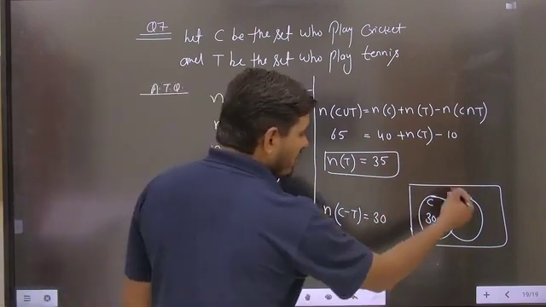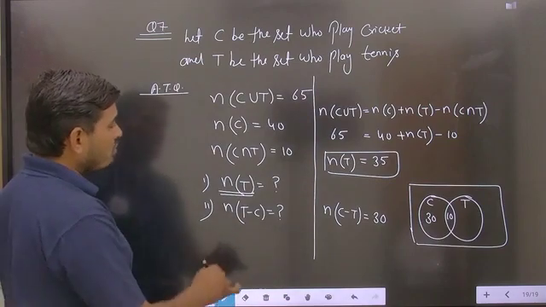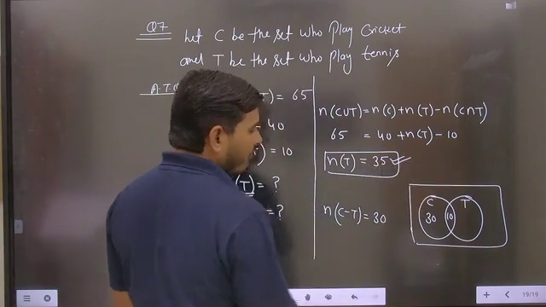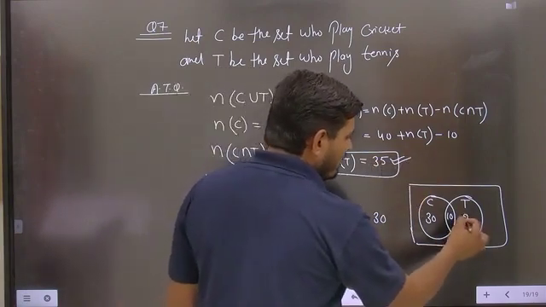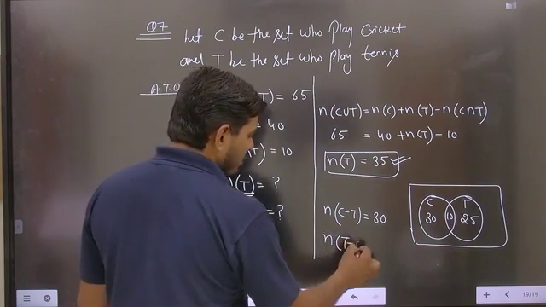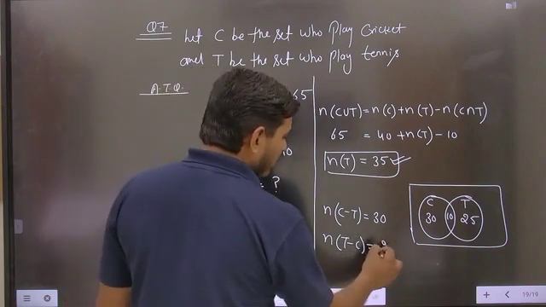Next, the number of persons who like tennis only. In the case of tennis, you will obtain the total persons equal to 35, then the value of this part is only 25. So T minus C is the answer of this second question, which should be equal to 25.